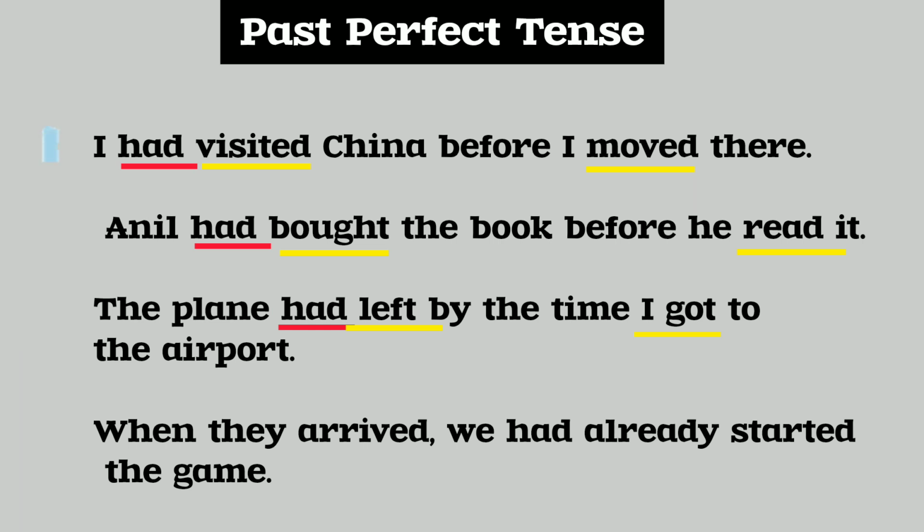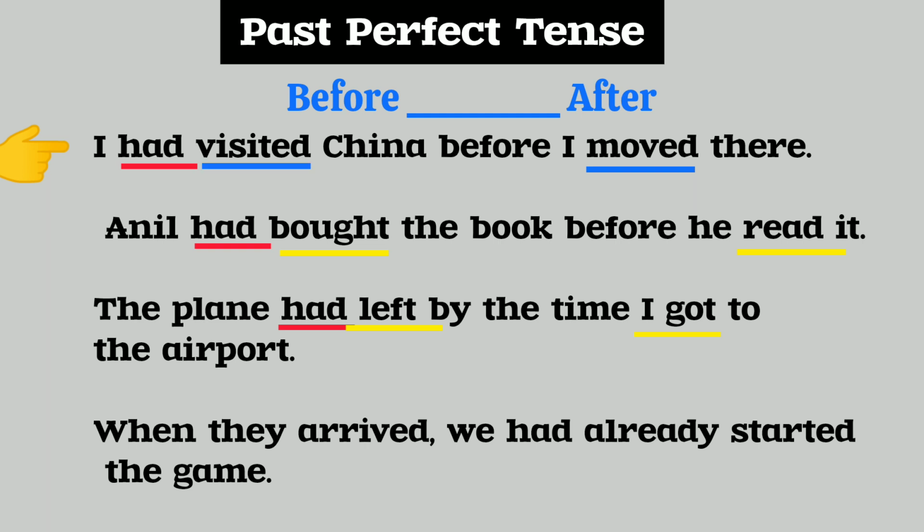In these three sentences, we have in common the words before or by the time. That means the verb that is in the past perfect tense happened first. The verb that is in the past simple tense happened after. So let us see the first example. Before I moved there, that happened later. Before that, I had already visited China.